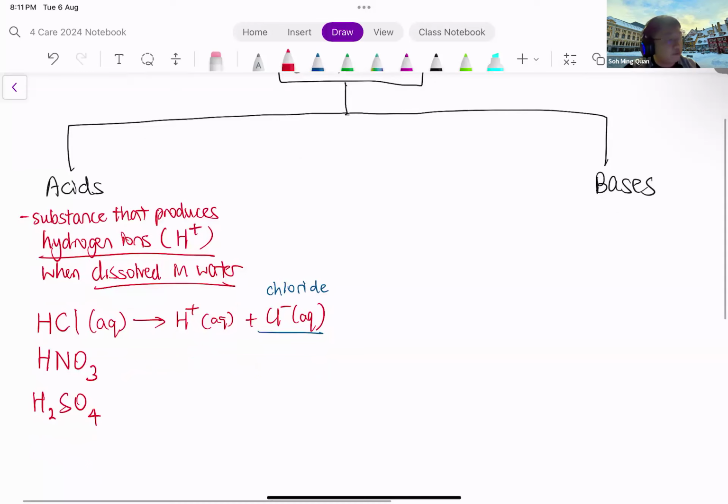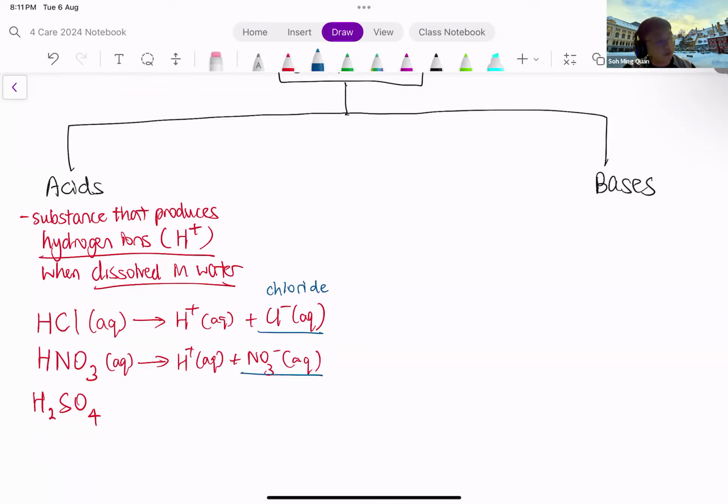We can do the same for nitric acid. Okay, basically nitric acid must be dissolved in water. So it's aqueous, and it forms H plus as well as NO3 minus. So again, NO3 minus has a name. That's the nitrate. And that's why if I use nitric acid, the salt form is a nitrate. Okay?